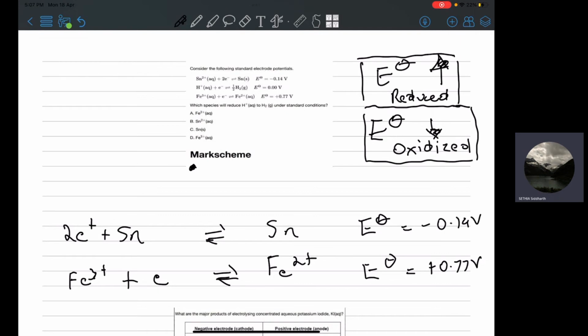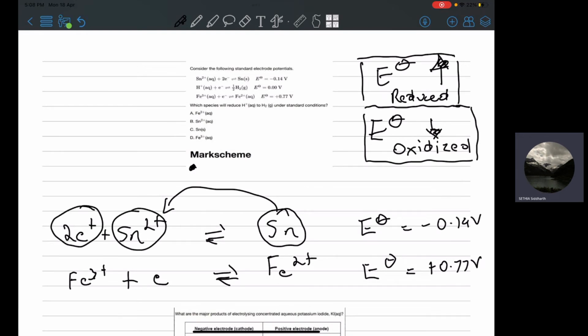So we have Sn, which has an E° of negative 0.14, right? What does this mean? What can you take away from this information? What you can take away is that Sn is more likely to form Sn2+ and give away 2 electrons rather than Sn2+ gaining 2 electrons and forming Sn. This is less likely to happen. This is more likely to happen. And this is because of the electrode potential. We can determine this from the electrode potential.